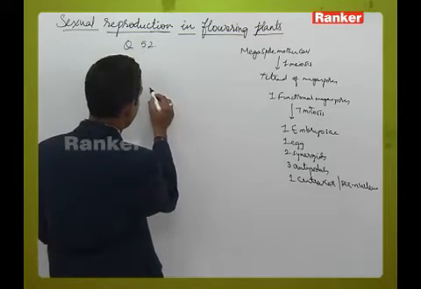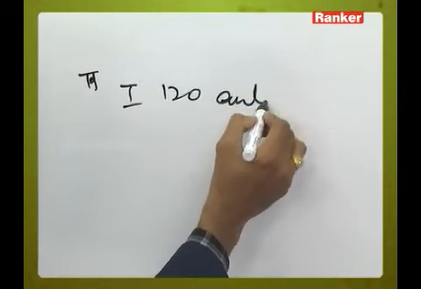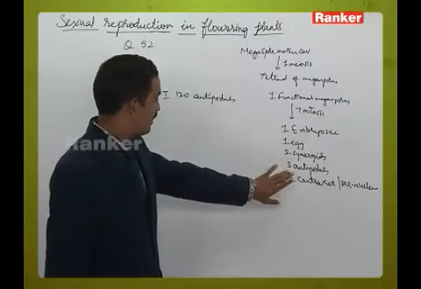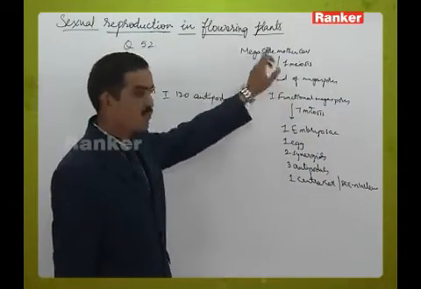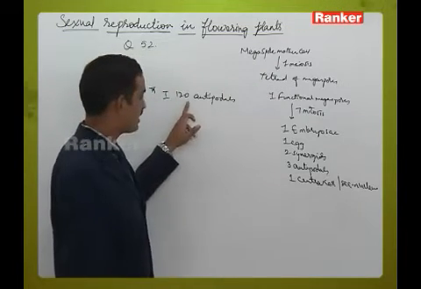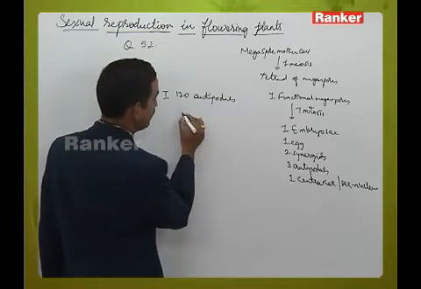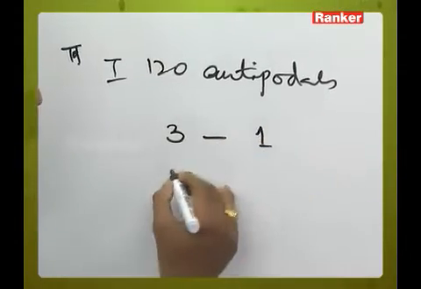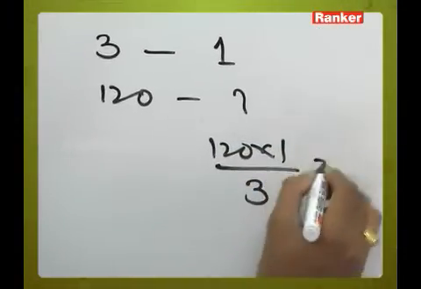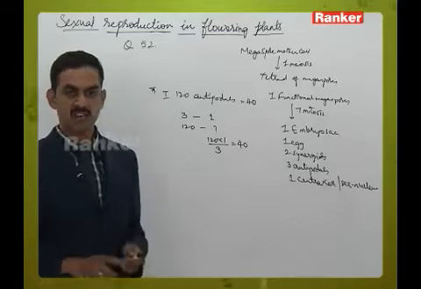Okay, the first one is 120 antipodals. To produce 3 antipodals we require 1 meiosis. So to produce 120 antipodals, 3 antipodals come from 1 meiosis, so 120 antipodals need how much? 120 into 1 by 3 comes to 40. 40 meiotic divisions are required for that one.